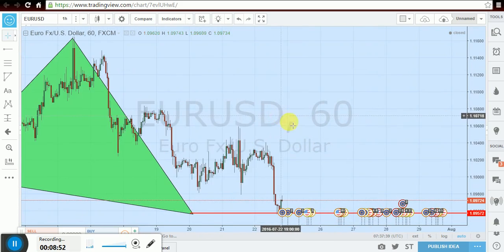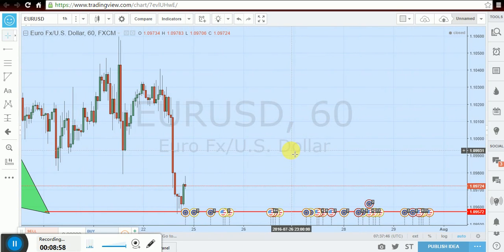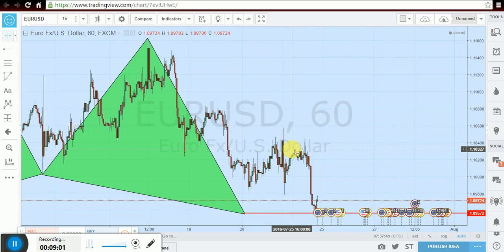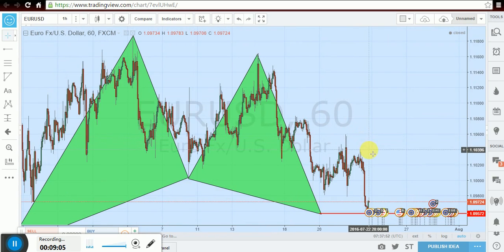Have we actually completed that pattern? Yeah, I think we might have. I thought we didn't. But anyway, I think I might have drawn my fibs wrong. But I don't think we have. You can check that out for yourself. Once the market opens, it might present you with a nice long opportunity on this pair as well.